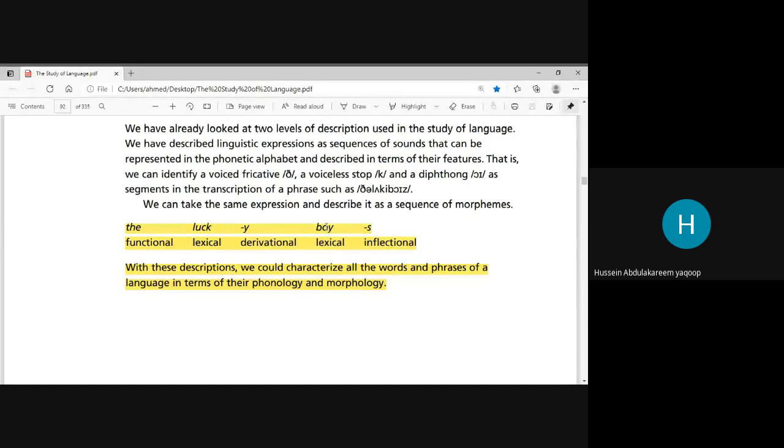Boy, again, here we have another lexical word because it is the stem word. That's why it's called lexical. The S here is inflectional. Why is it inflectional? Because it changes boy from singular into plural. This is how we describe and characterize each word given in the sentence, and this can also be done with phrases. All these are under the umbrella of phonology and morphology in specific terms.